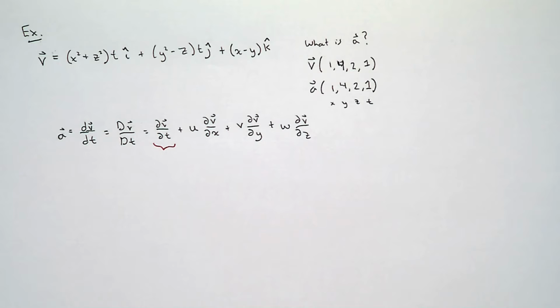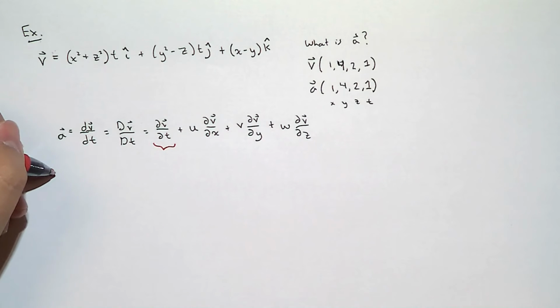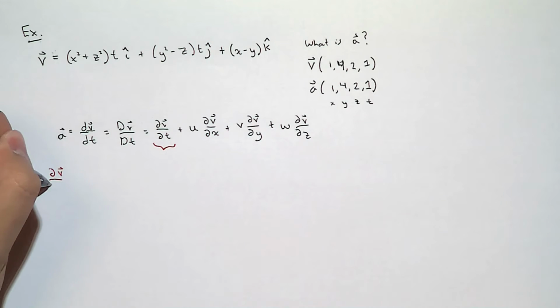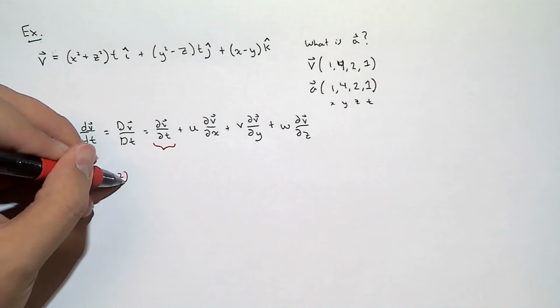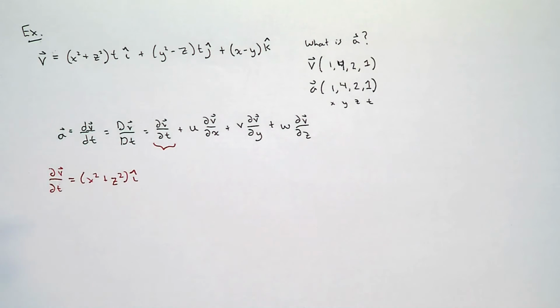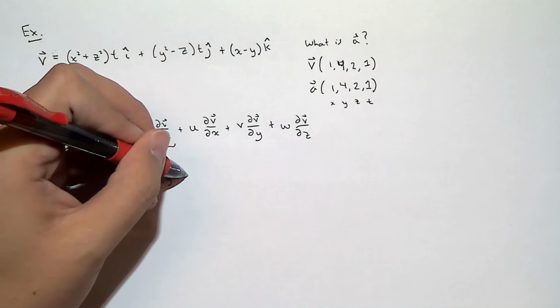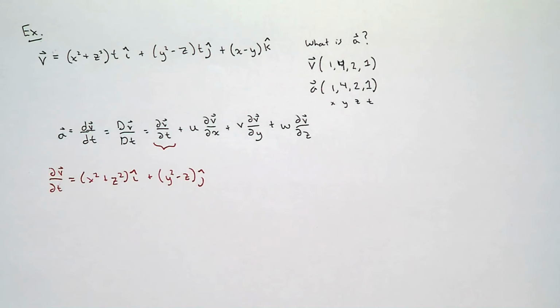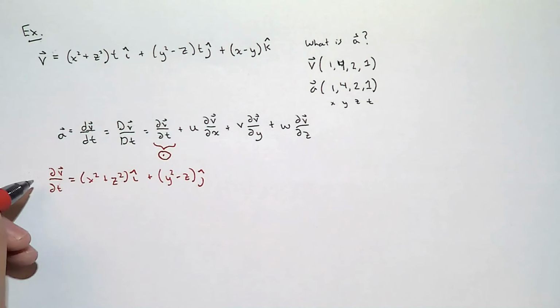x squared plus z squared i. There we go. Let's do it. The partial change in velocity with respect to time is, can you say that again? x squared plus z squared i. Yep. What else? Plus y squared minus z j. Yeah, that's it. Does everybody agree with Harry? Is that the partial change in velocity with respect to time?